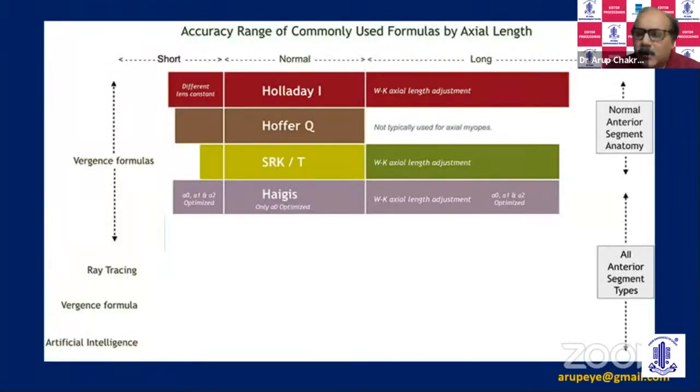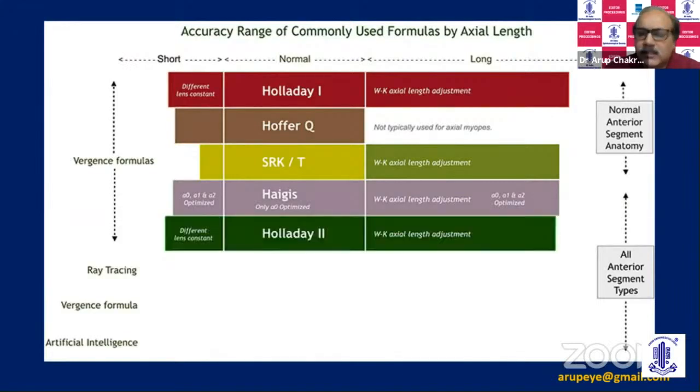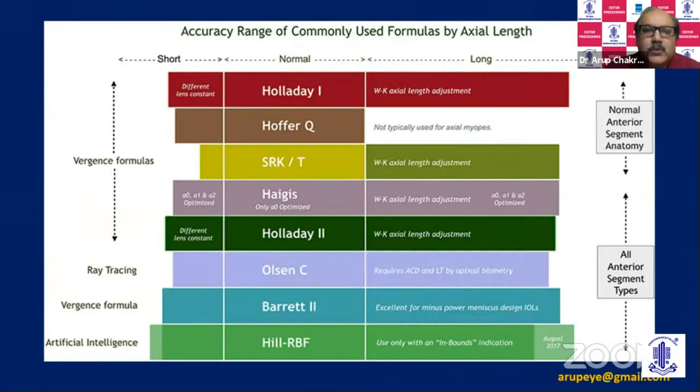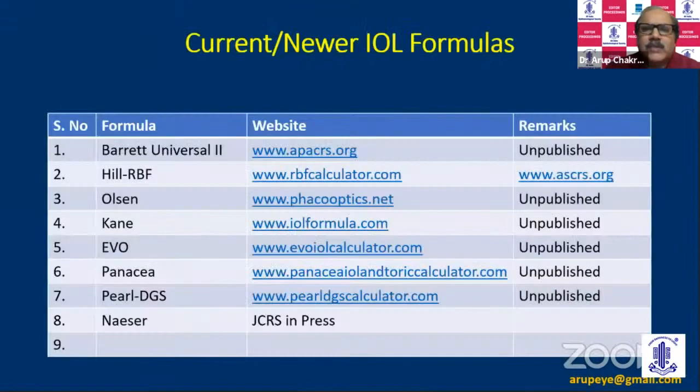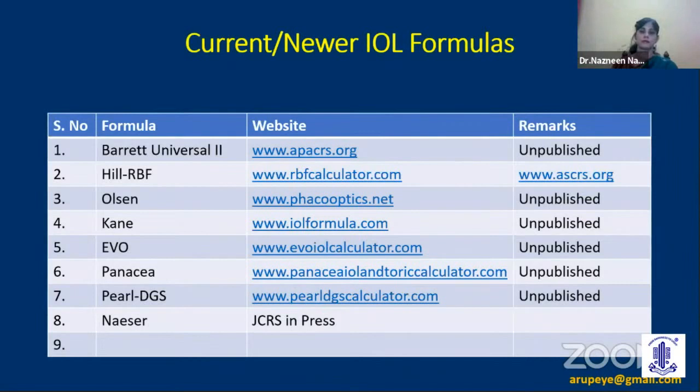Now, there's one enigma here. Our generation has grown up using Holladay 1, Hoffer Q, SRK/T, Haigis, and then came Barrett Universal 2, Hill RBF. And we are told that the last two formulas should be enough for most of our purposes. We don't have to use multiple formulas. But if you see the recent literature, the last 3 or 4 years, there have been multiple new formulas that have come up. As you see here in this chart, there is the Kane formula, EVO formula, Panacea, Pearl DGS, Næser, T2, and many of these formulas have been doing extremely well if you go by the reports published in the literature in the last couple of years.